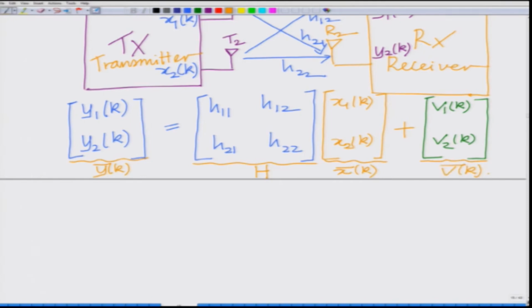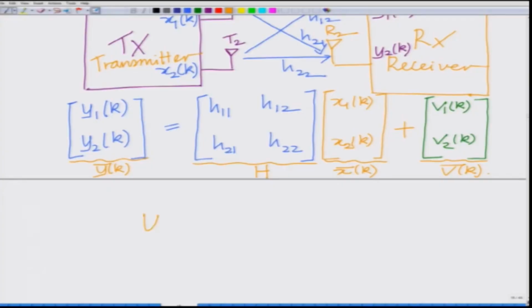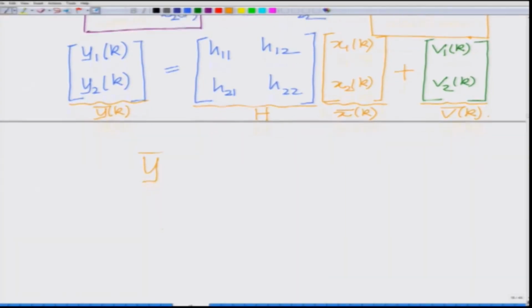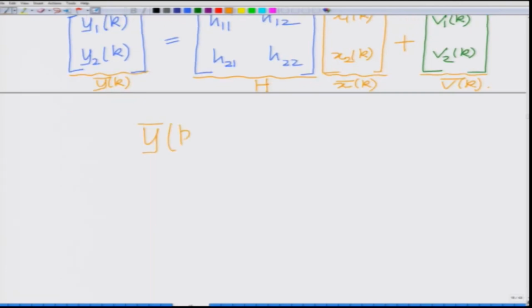So you have the received vector y bar k, which is r dimensional, equals H times x bar, where H is the channel matrix, which is r cross t dimensional, and x bar is the transmit vector, which is t cross 1 dimensional, that is a t dimensional vector, plus v bar k, which is the noise vector, which is r dimensional. I can comprehensively represent this using matrix notation as y bar of k equals H times x bar of k plus v bar of k.